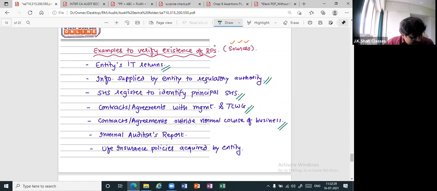So you will have to check whether it was to a related party or not. Next, internal auditor's report. Can I use the internal auditor's work? Yes, SA 610. So I can check in his report whether any related party is there or not. And lastly, life insurance policies acquired by the entity. Normally, life insurance policies will be acquired by the entity for those people who have substantial interest in the company. Then you will come to know for whom the life insurance policy was, and from there whether that person is a related party or not. In other words, key management personnel, key man insurance policy.